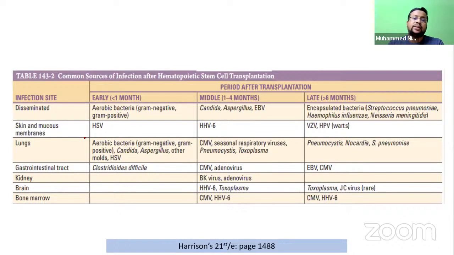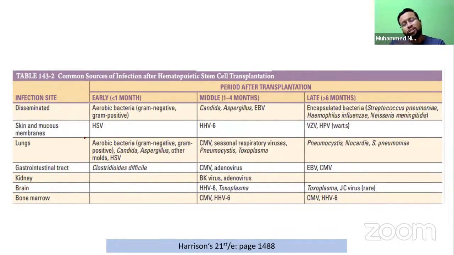Second, the middle period, from the second month onwards. After 1 month, from 1 to 4 months, the maximum risk is with CMV. The CMV risk is maximum from the second month, and continues until 4 to 6 months.